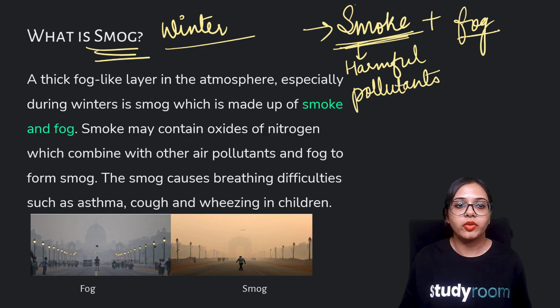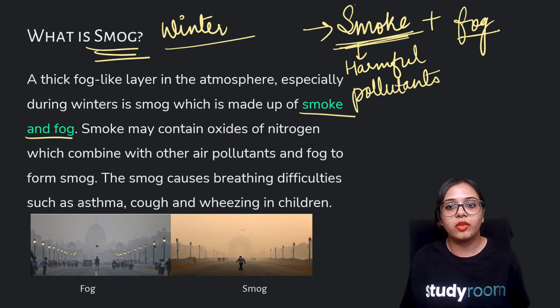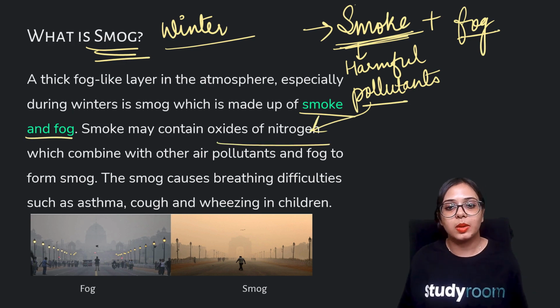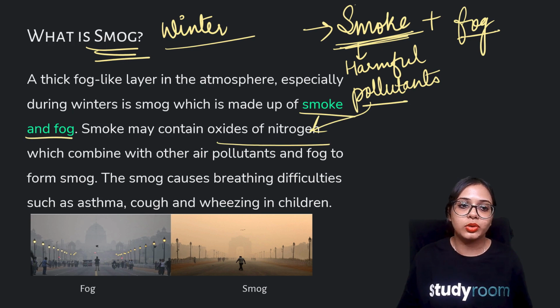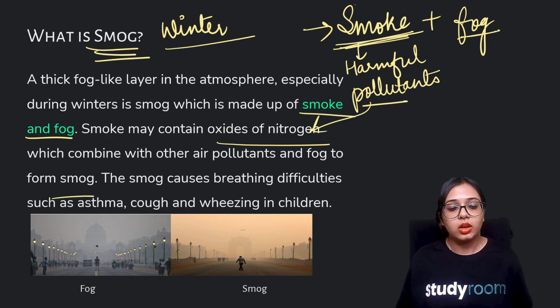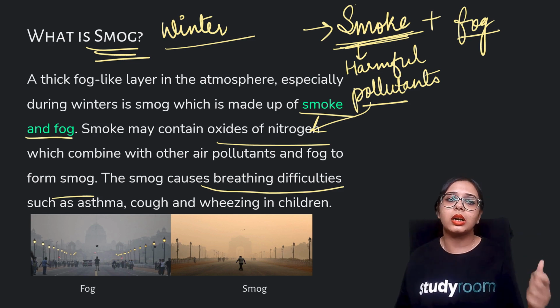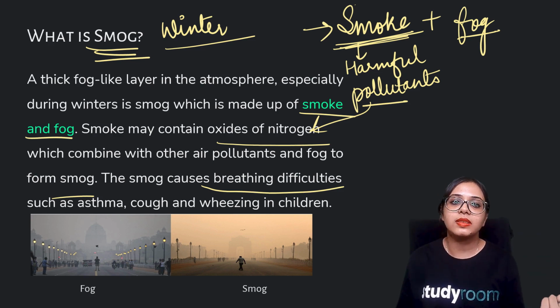Okay, so during the winter season, it's made up of smoke and fog. And smoke contains harmful pollutants, so it may contain oxides of nitrogen, which combine with other air pollutants and fog to give smog. Smog causes breathing difficulties such as asthma, cough, and wheezing in children. The other harmful effect of smog is that it creates an obstacle in traffic because it hinders our vision.